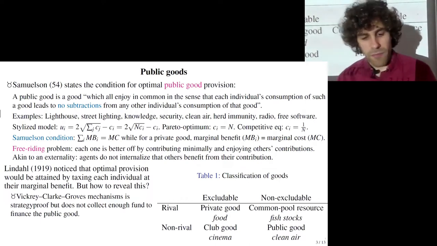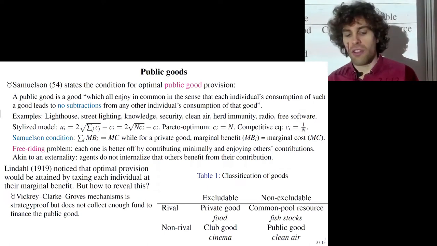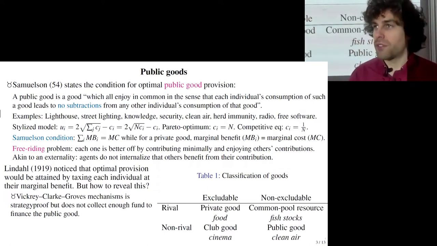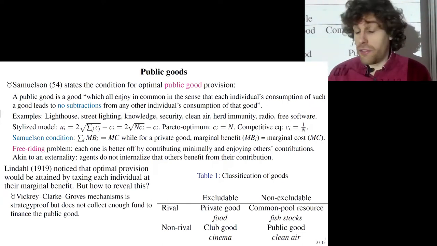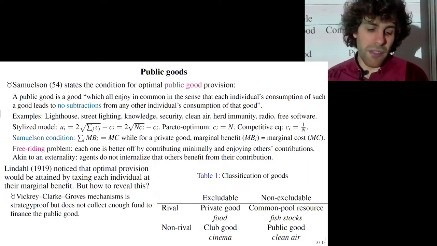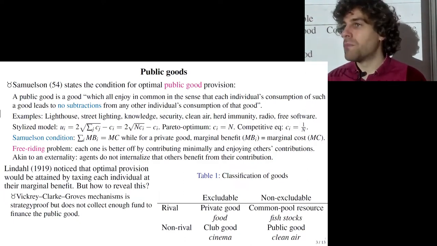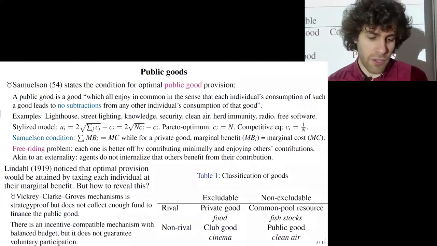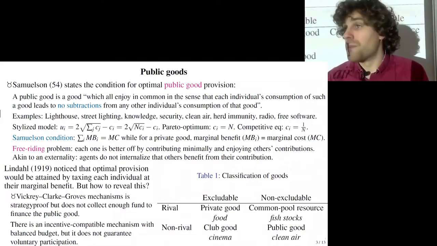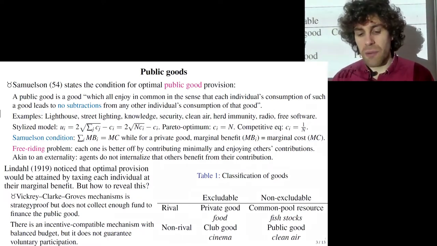There is a mechanism, the Vickrey-Clarke-Groves mechanism, that is strategy-proof, so people do not lie. They reveal their marginal benefits. The issue with this mechanism is that it doesn't collect enough funding to finance the public good. I can give you more details on this mechanism if you want. There are some mechanisms that bring enough funding, and there is one which is incentive compatible in expectation.